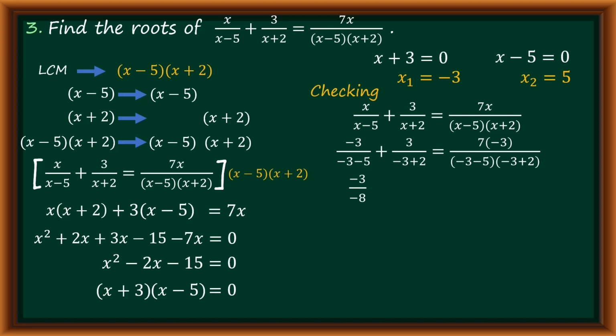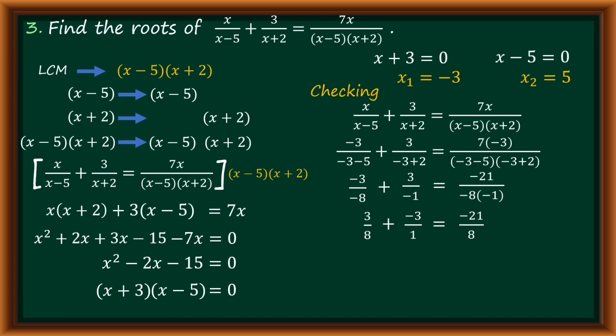Let us simplify. We have negative 3 over negative 8 plus 3 over negative 1 is equal to negative 21 all over negative 8 times negative 1. Negative 3 over negative 8 will give us positive 3 over 8, plus 3 over negative 1 will give us negative 3 over 1, is equal to negative 21 all over 8, because negative 8 times the quantity negative 1 will give us positive 8.